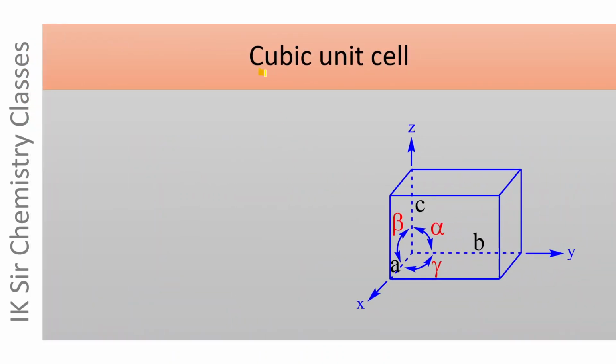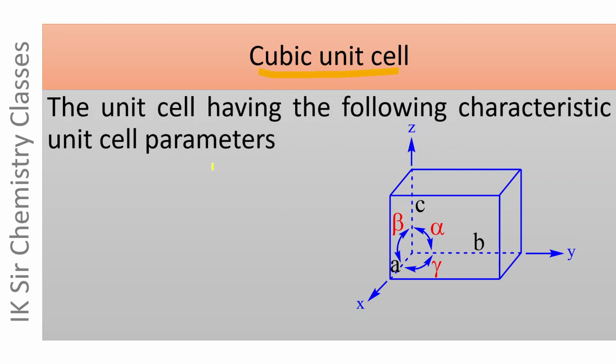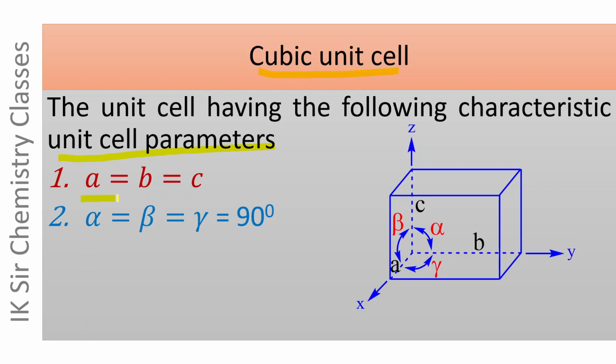Cubic unit cell. The unit cell having the following characteristic unit cell parameters: a is equal to b is equal to c. That is, edge length along x-axis is equal to edge length along y-axis, and it is again equal to edge length along z-axis. That is, a equals b equals c.